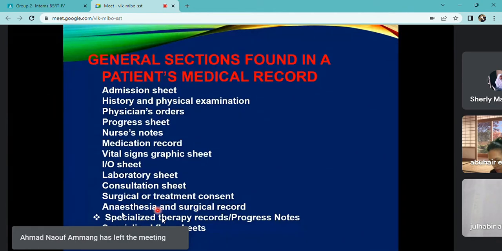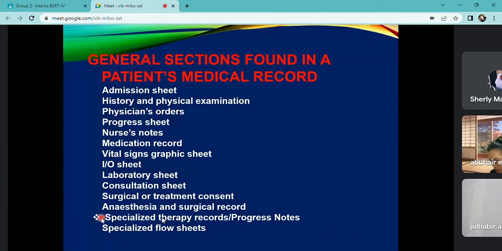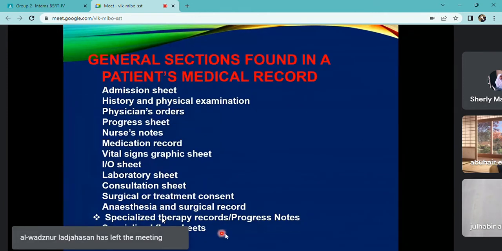Okay. Now, since wala pang charting ang RT, supposed to be dito siya papasok sa specialized therapy records or progress notes. Dahil nga, ang initial na assessment would come from the nurse and the doctors. So doon na tayo sa progress sheet or progress notes. Okay, so even though wala pa tayong participation dyan, lumalabas yan sa board exam.